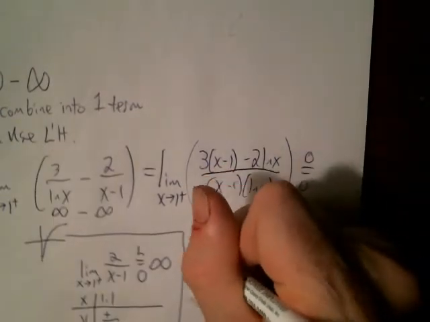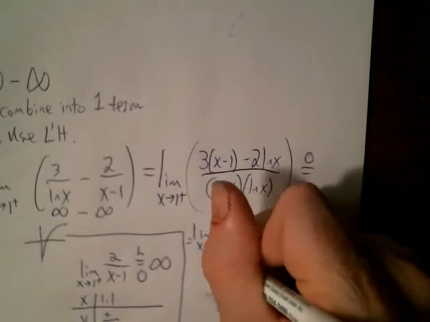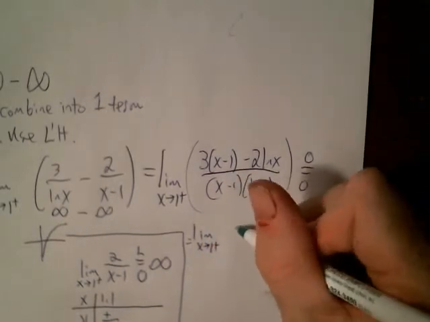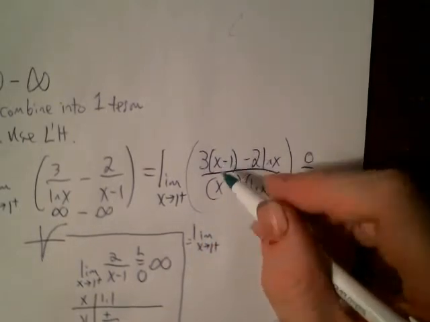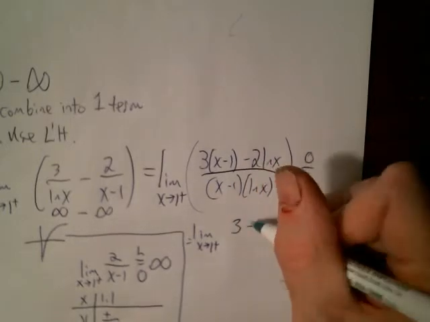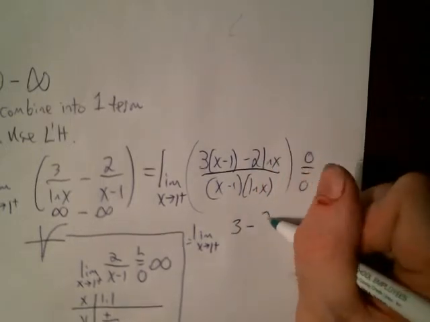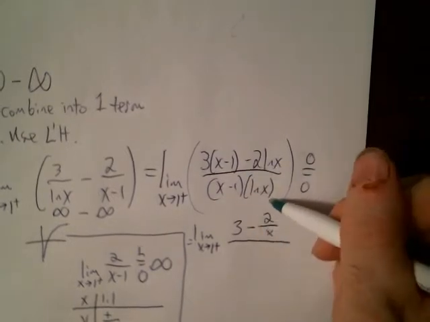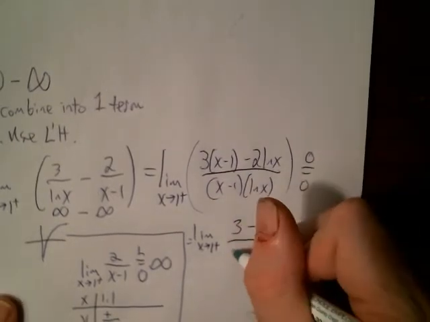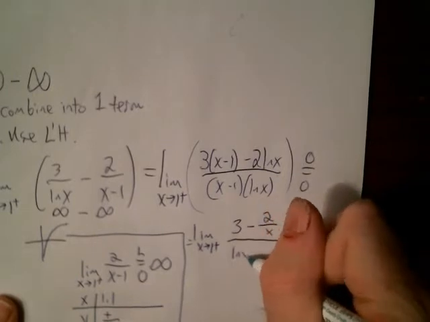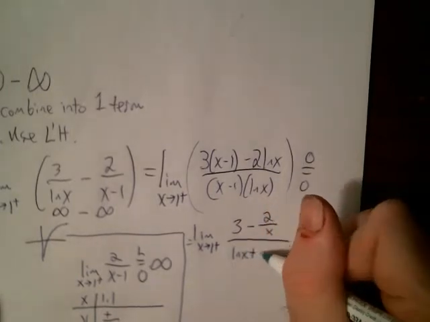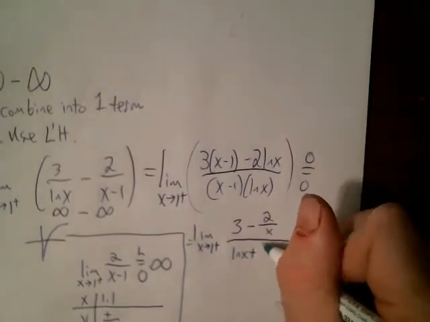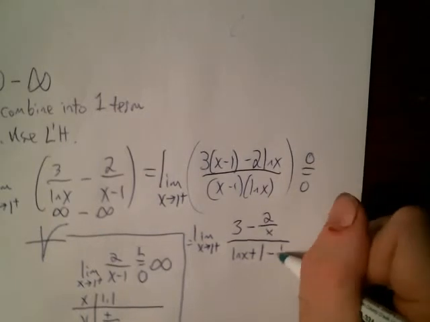So I have this equaling the limit as x goes to 1 from the right of 3x minus 3. The derivative of that is just 3 minus the derivative of ln x, which is 1 over x, so 2 over x, all over x ln x. Doing a product rule, I'd have ln x, plus x times 1 over x, which is 1, and then minus 1 over x.